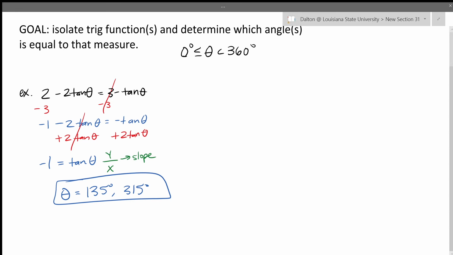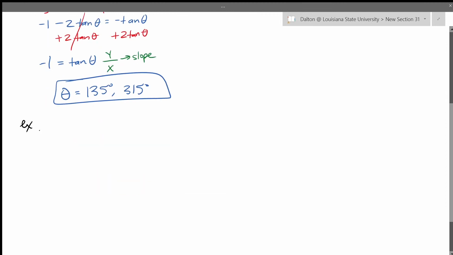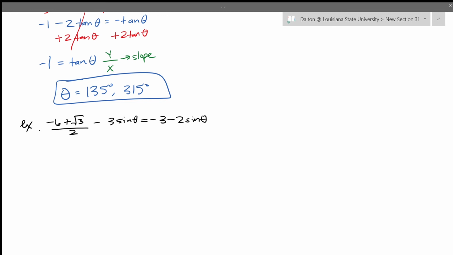Okay, second example. I want you to solve negative 6 plus square root of 3 over 2 minus 3 times sine theta is equal to negative 3 minus 2 sine theta. Okay, so this looks a little bit more complicated, but it's actually not so bad.